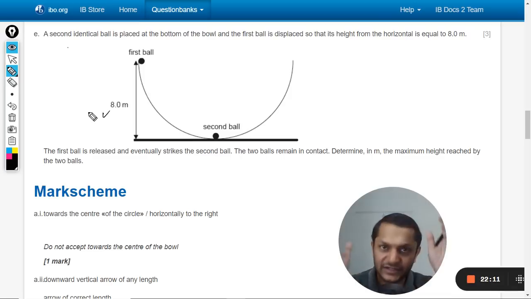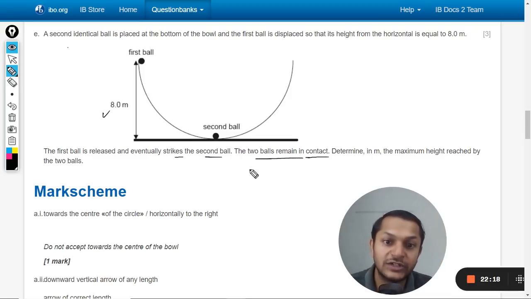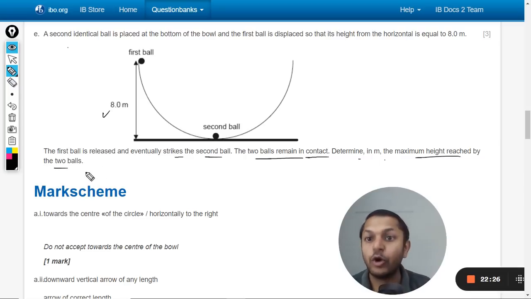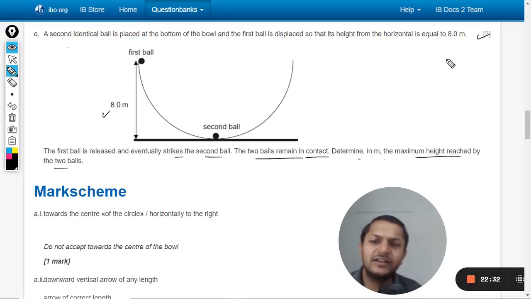That is the exact radius. The first ball is released and eventually strikes the second ball. The two balls remain in contact after the collision, so it's clearly a perfectly inelastic collision, totally inelastic. Determine in meters the maximum height reached by the two balls. A very important question. In itself, it is a very big question, so 3 marks are clearly justified here.